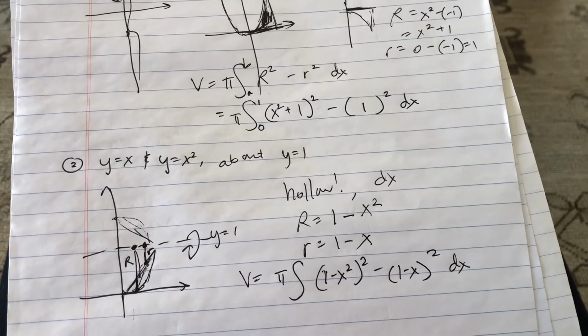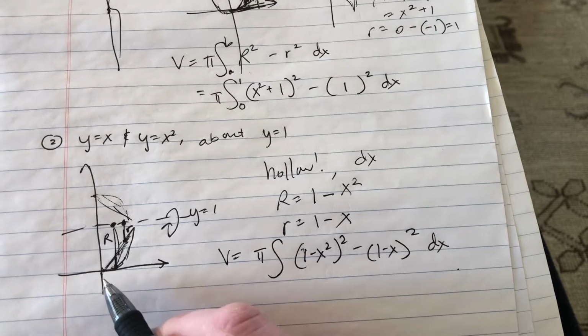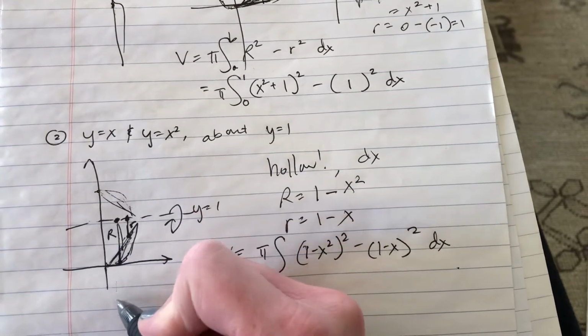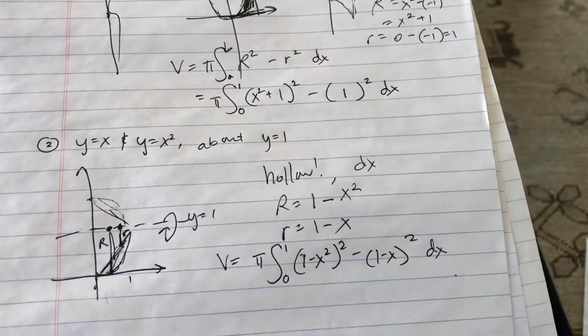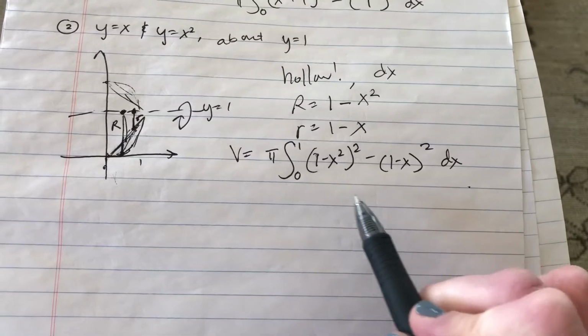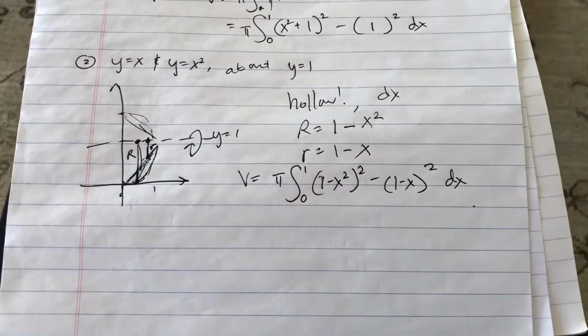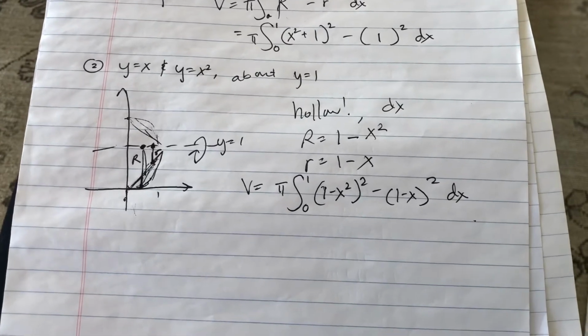All right. So now with this, everything here is x's. I need to figure out my bounds. I'm going to check the x-axis for my bounds, and y equals x and y equals x squared intersect at 0 and 1. So my bounds are from 0 to 1. Just a note, if I was going to have to integrate this by hand, I'd have to FOIL this out and FOIL this out, and then I would want to combine my like terms before I started actually integrating.